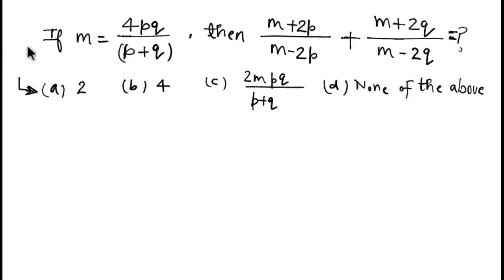Here is the question for today. If m equals 4pq over p plus q, then find the value of (m plus 2p) over (m minus 2p) plus (m plus 2q) over (m minus 2q). What is the value of this term? The options are: A, 2; B, 4; C, 2mpq over p plus q; and D, none of the above. How do we solve it? Let's see.